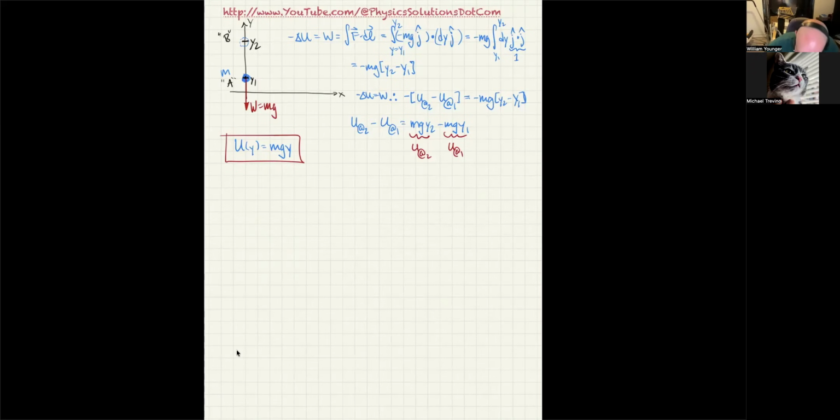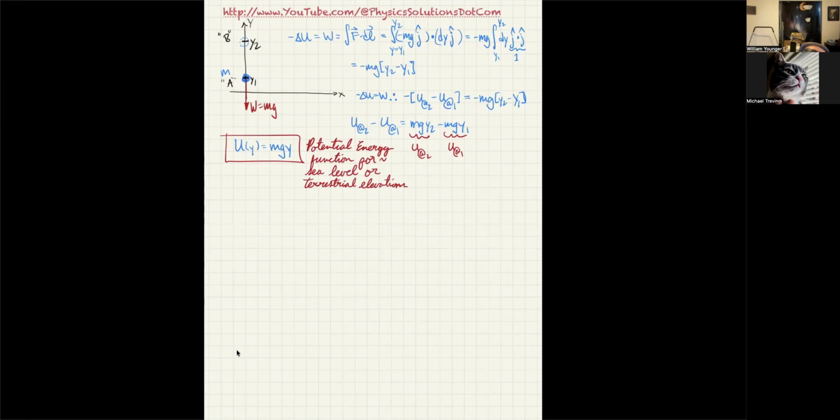But so far, we now have the potential energy, and that's what this is called, the potential energy function for approximately sea level or terrestrial elevations.